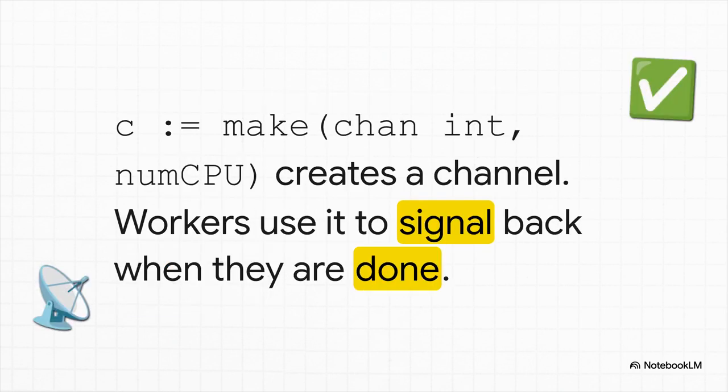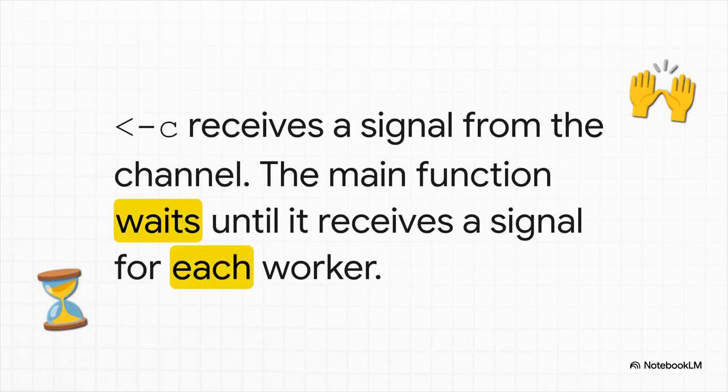Okay, so we've got all these workers running independently. How in the world do we know when they're finished? Well, we have to give them a way to call home, right? A way to signal back to us. And in Go, that's what a channel is. It's just a communication pipeline. In this case, we're making a channel that's big enough to hold one "I'm done" signal from each of our workers. This next part is just so elegant.